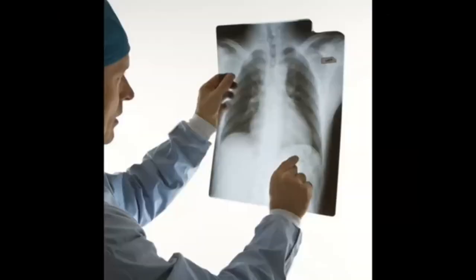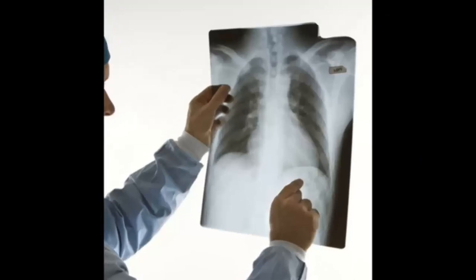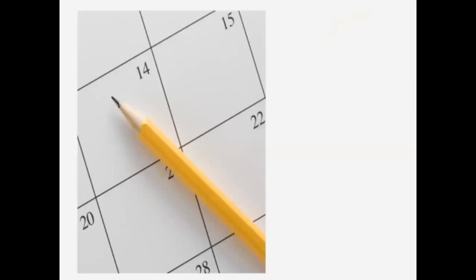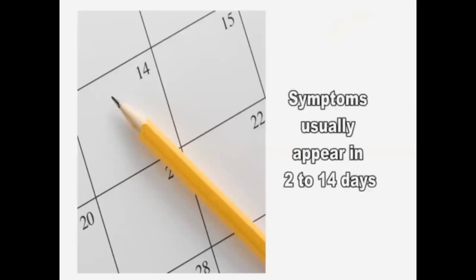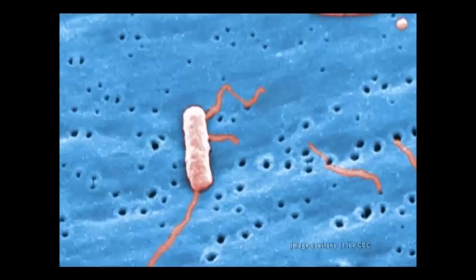Chest x-rays are needed to find the pneumonia caused by the bacteria, and other tests can be done on phlegm as well as blood or urine to find evidence of the bacteria in the body. Symptoms usually begin 2 to 14 days after being exposed to the bacteria. A milder infection caused by the same type of Legionella bacteria is known as Pontiac fever.